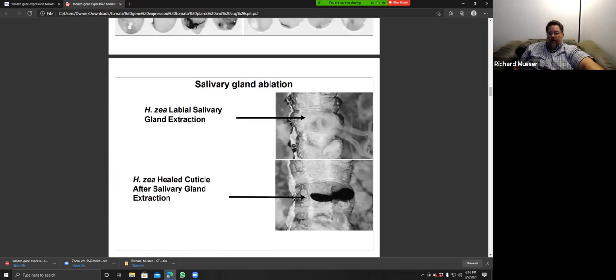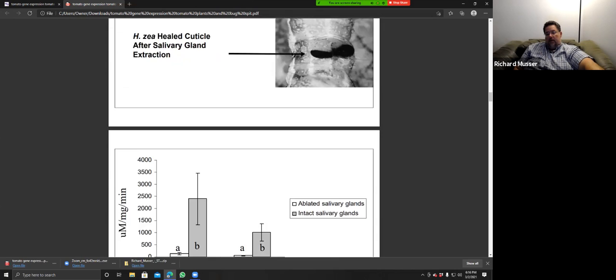However, we've also developed a surgery technique where we remove the salivary glands from caterpillars, pinch it, and the caterpillars heal. We have caterpillars with and without salivary glands that can feed on plants or glass fiber discs or whatever for your experiments. Here's evidence that this ablation works really well.